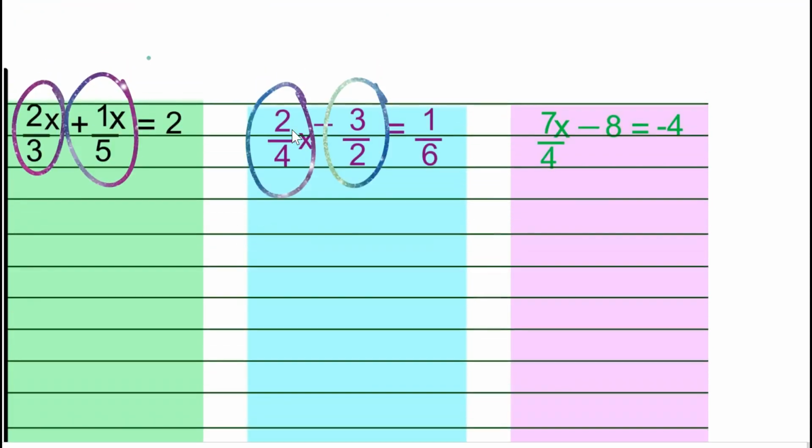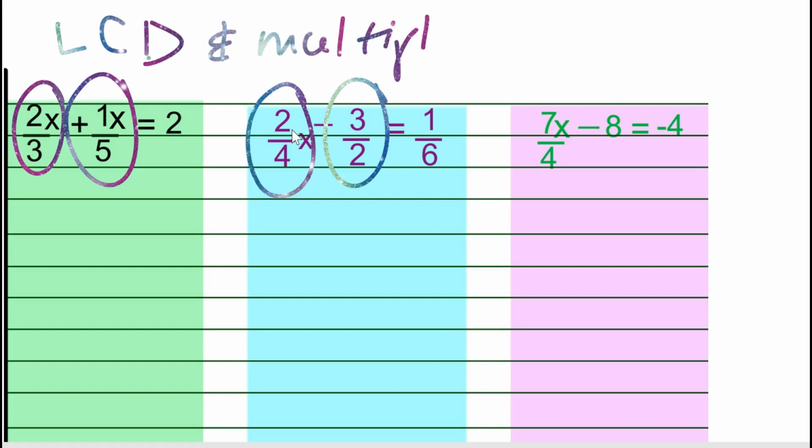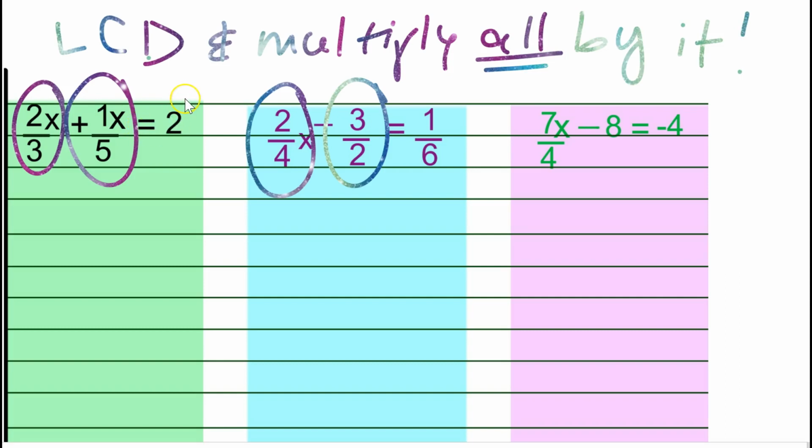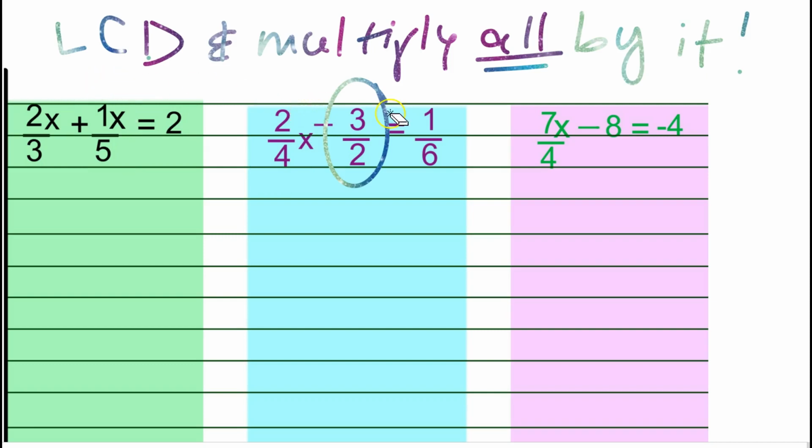All right. When you have more than one fraction in the problem, we're going to find the least common denominator and multiply everything by it. So let me show you what this looks like. Now, y'all got to remember least common denominator. So just a quick lesson. Least common denominator is the first number that all these numbers have in common.